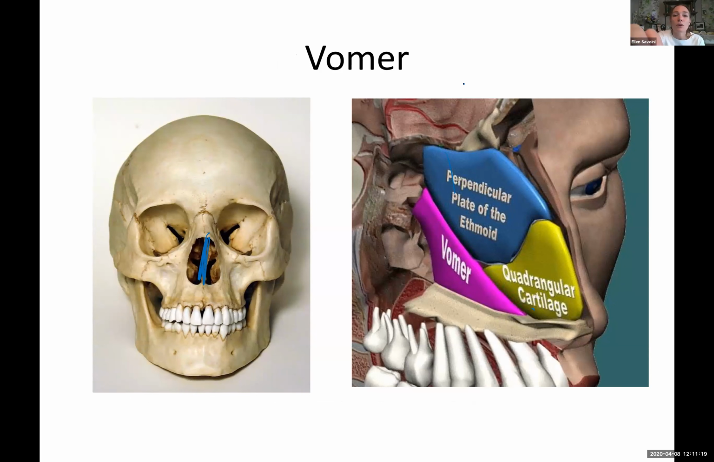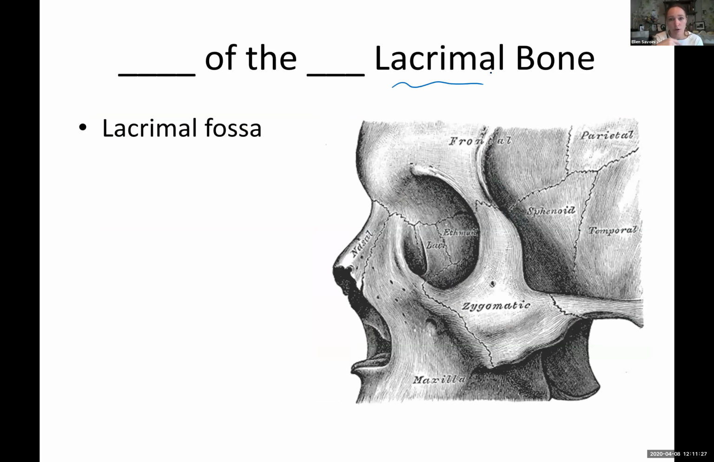Lacrimal, remember the lacrimal gland? That's what made tears. Well, when the tears went across your eyes and drained down, I said when you cry, it's going to come out your nose. That is because it goes to the lacrimal fossa, which is a hole in your lacrimal bone. So the hole is a feature in the bone.